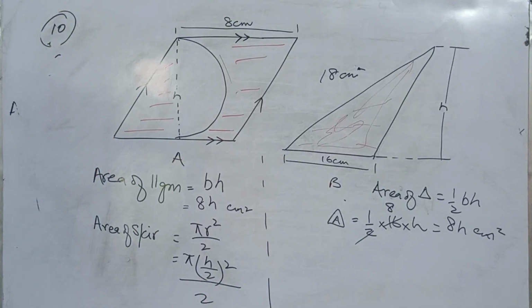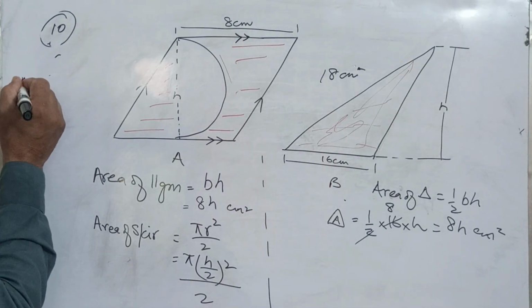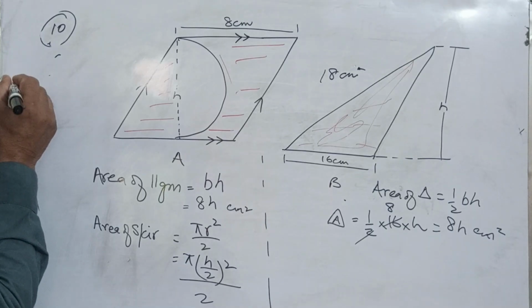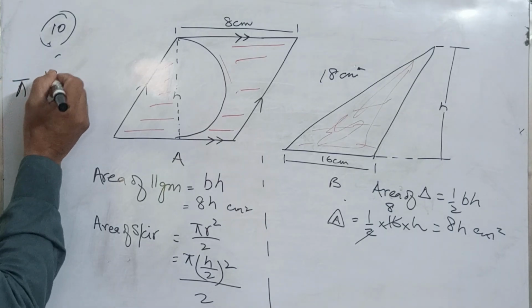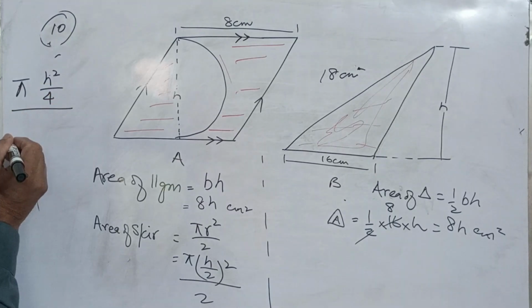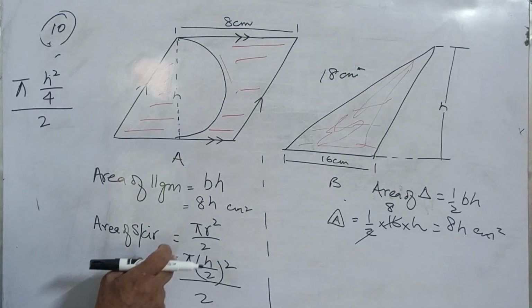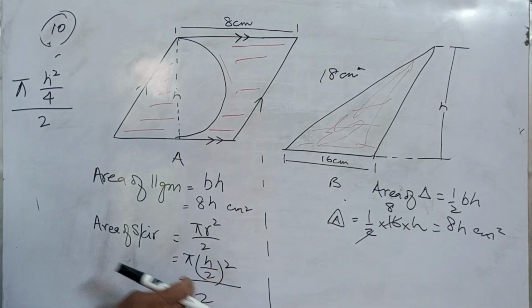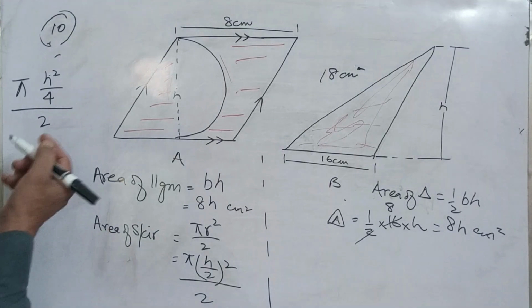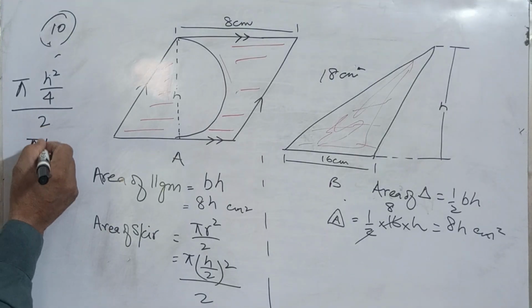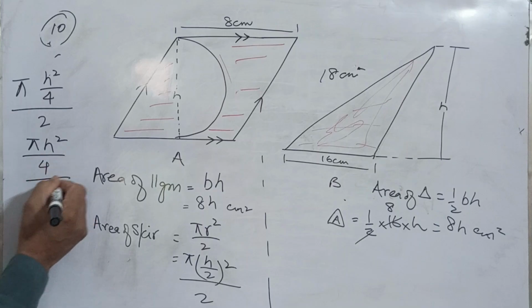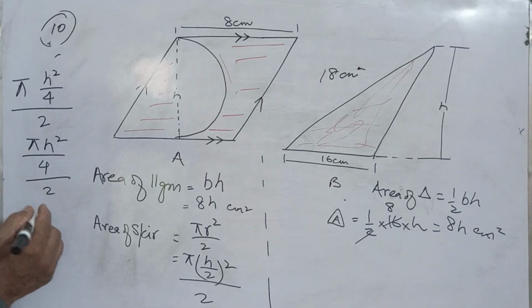Now just keep on watching it very carefully. I don't want to erase these things. So it is pi h square on 4 multiplied by 2. It is h square 4 divided by 2. So it can also be written as this. In my previous question, I have just told you that this will come down.